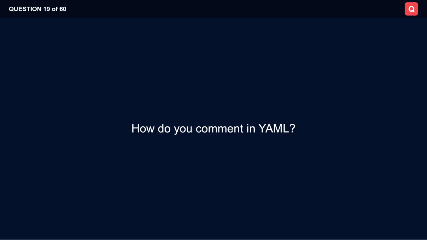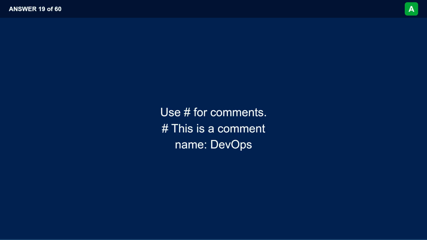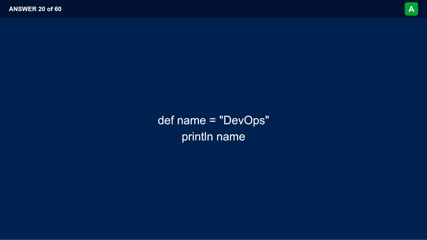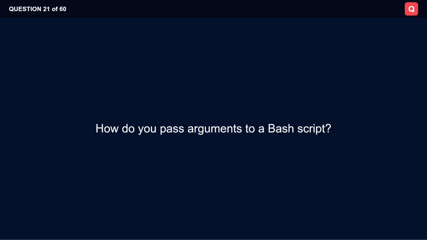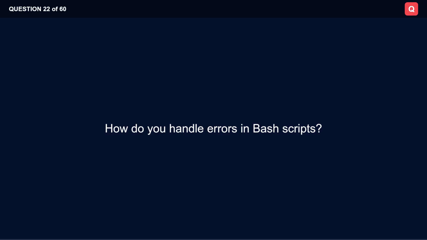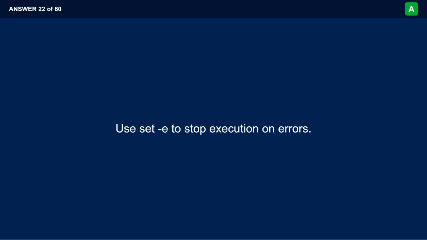How do you comment in YAML? Use # for comments, for example: # This is a comment, name: DevOps. How do you declare variables in Groovy? def name = "DevOps"; println name. How do you pass arguments to a Bash script? #!/bin/bash echo "Hello $1"; run ./script.sh DevOps, output: Hello DevOps. How do you handle errors in Bash scripts? Use set -e to stop execution on errors.